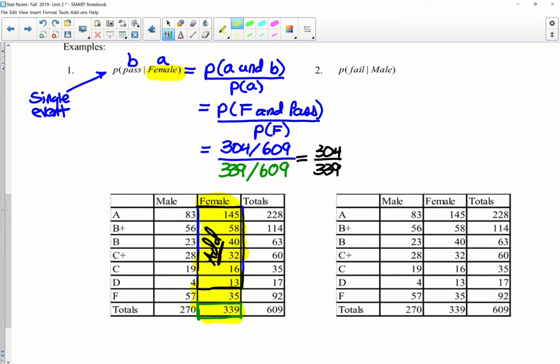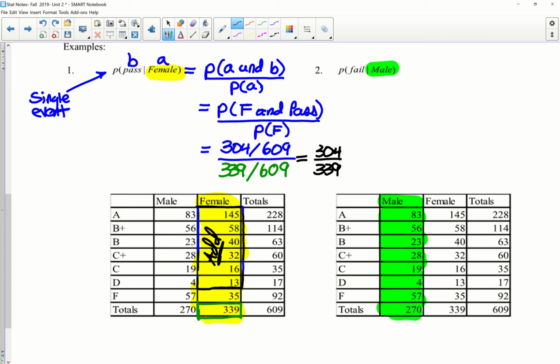So whatever the given is, that's the part that's relevant within the table. In the case of the second example, which I'll get to in a second, the given is the male. So I would highlight the male column. Flag it in whatever way makes sense to you, because I know we don't all have highlighters. Once you do that, you ignore the rest of the table and just find the probability within the highlighted area. So now I just want the probability of getting a passing grade in the highlighted area.